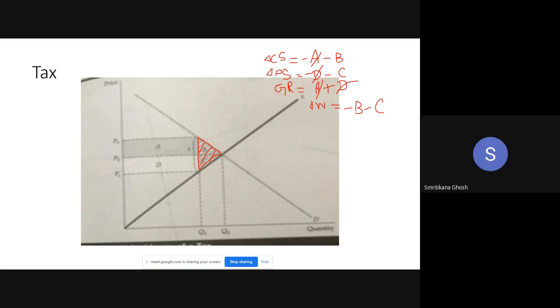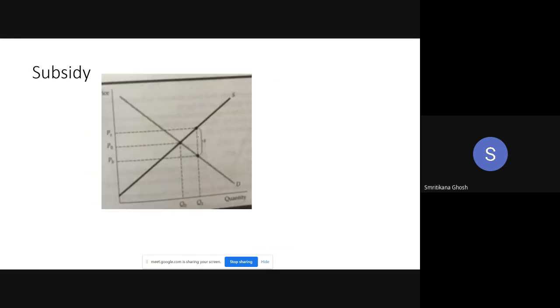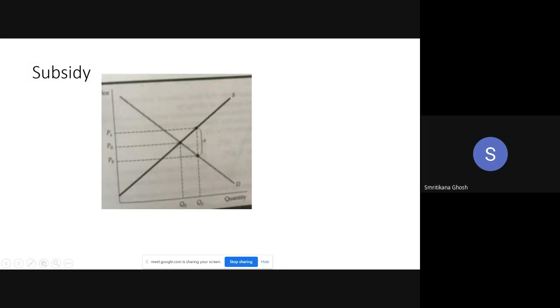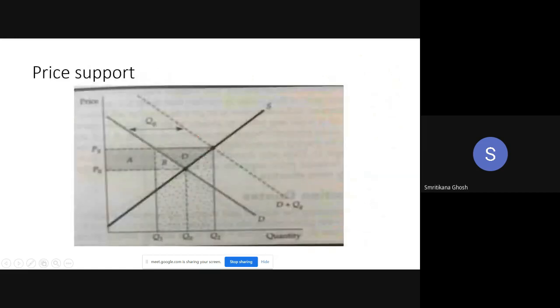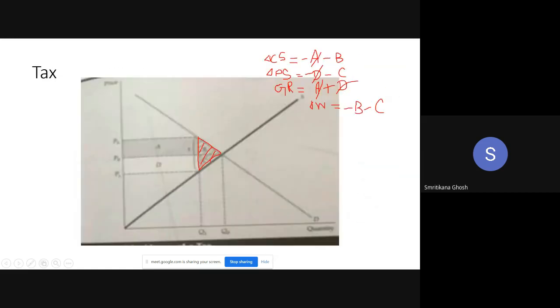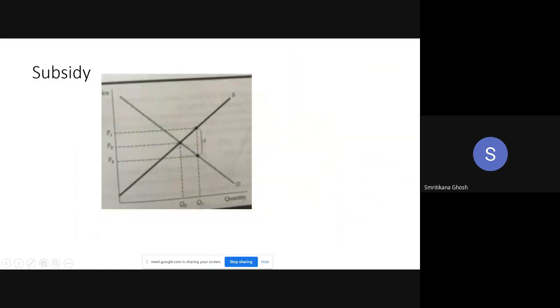So I'm going to the next one. Subsidy. I think this is the last. For subsidy, how is it affecting the welfare? Again, we are going to check. So look, how much we did today: minimum price, price support, production quota, tax, and now subsidy. So many interventions. Look, initially, the subsidy means just the opposite of the tax, right?